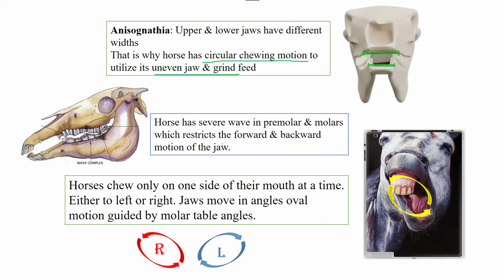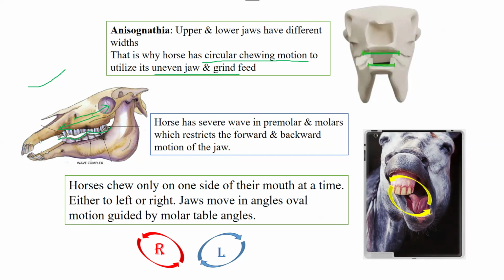There is another thing that restricts this: horses have severe waveform in the premolars and molars, which restricts the forward and backward motion of the jaw. You can see that the equine does not have a smooth curve of the teeth. They have random ups and downs in their teeth, so that restricts the normal forward and backward movement of their jaw, and because of that they have restrictions in eating.